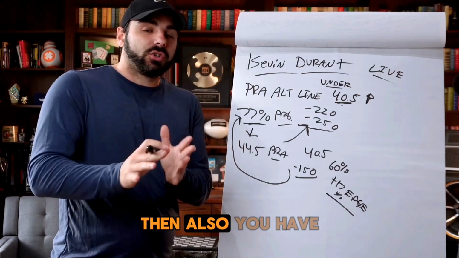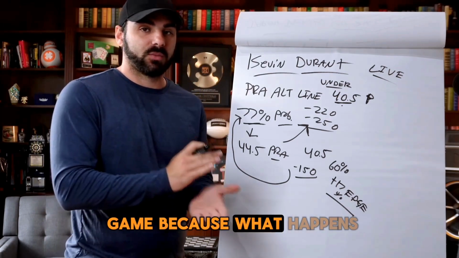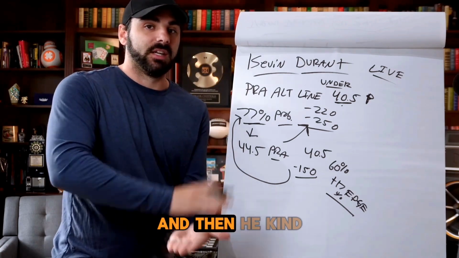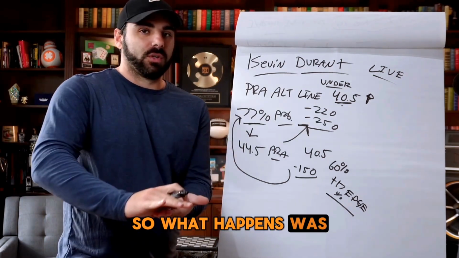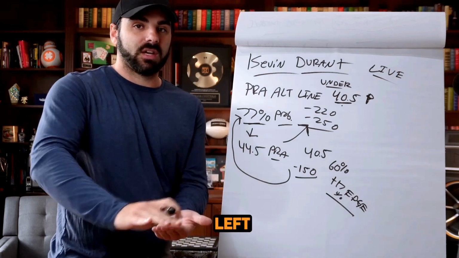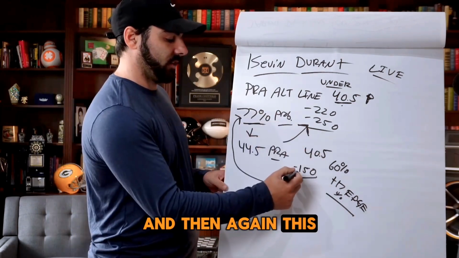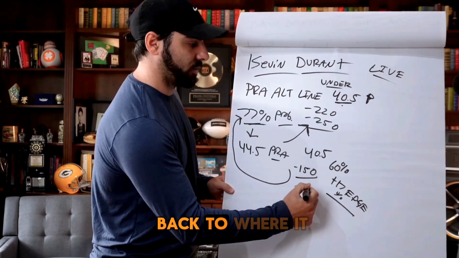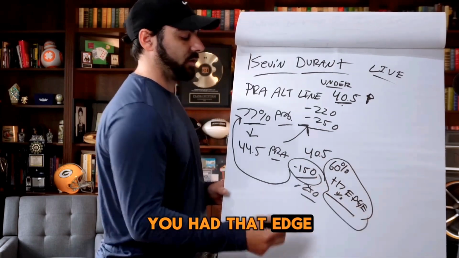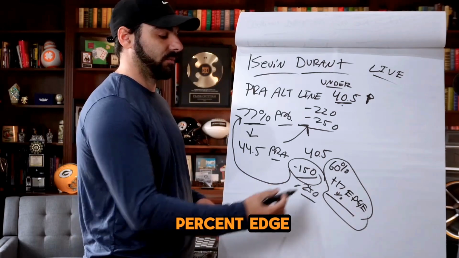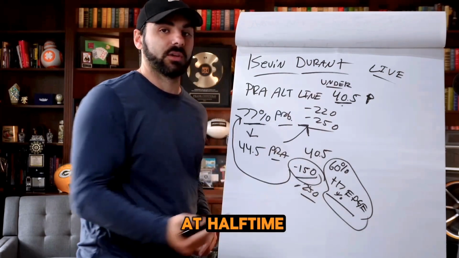Then also you have to see how they play their minutes, how they play each game. Because what happens with KD is he plays the whole first quarter, and then he sits most of the second quarter all the way until like the 4-minute mark. So he comes in second quarter with 4 minutes left, doesn't really do much, okay? And then this number live went right back to where it was. So if you took advantage of that in the first quarter, you had that 17+% edge. But if you didn't, now it's back to where it was originally at halftime.